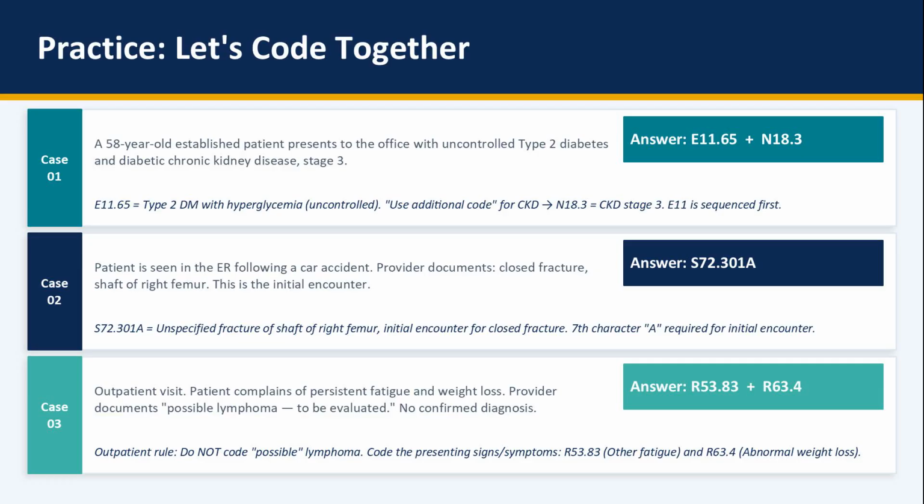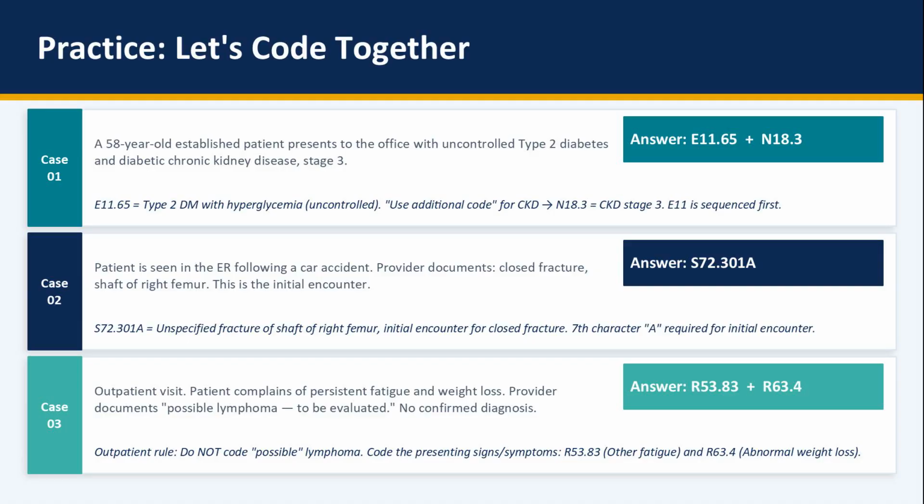All right, theory is great, but coding is a skill, and skills are built through practice. Let's code 3 real cases together right now. Case 1. A 58-year-old established patient presents to the office with uncontrolled type 2 diabetes and diabetic chronic kidney disease, stage 3. Okay, what do we have here? 2 conditions, the diabetes and the kidney disease.